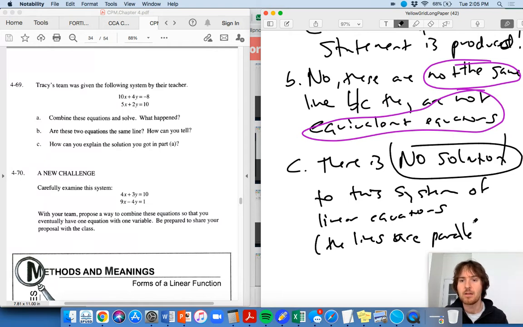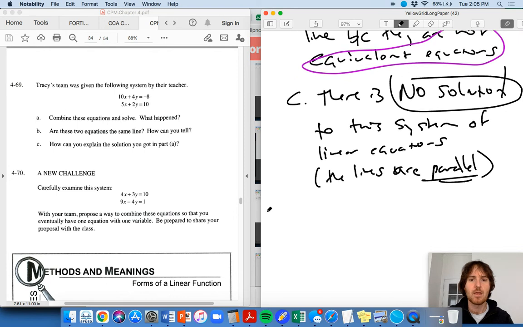The lines are parallel because there's no common solution. There are two lines on a graph and they never cross one another. That means they've got to be parallel to one another, never touching, just going the same direction but in different places. There's no solution here. All right, question 470, a new challenge.